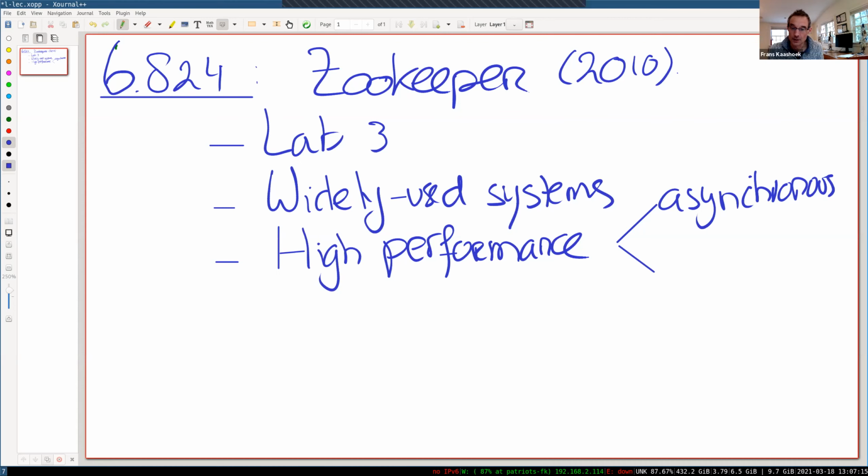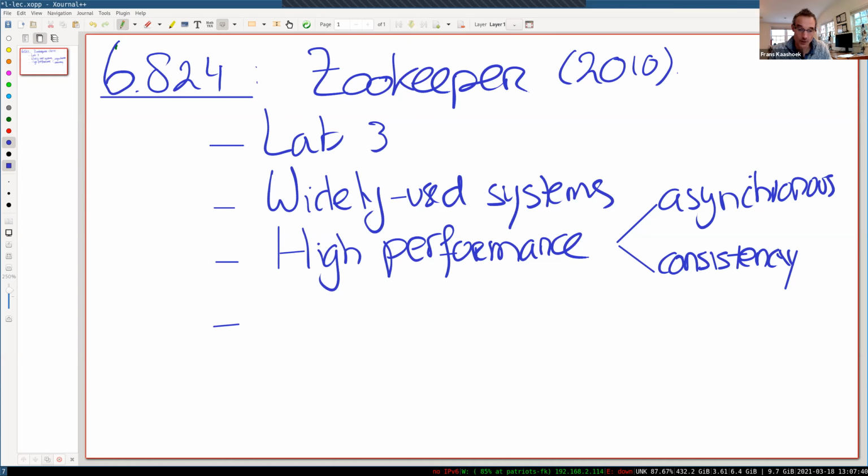And the second reason it's high performance is because it doesn't provide strong consistency. It has an interesting consistency definition. And it gives us some freedom to execute read operations on any replica, and therefore reads can scale.